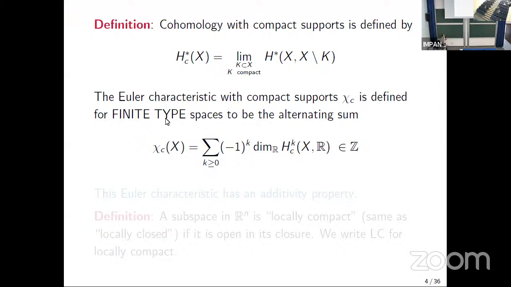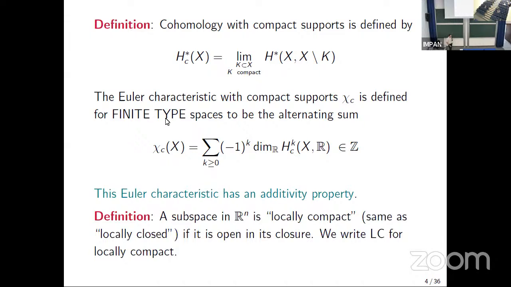So what is that? Homology with compact supports is defined with a framework of compact sets exhausting your space. It's a very beautiful construction, and for finite type spaces, you can take the alternating sum, and that's the Euler characteristic with compact supports. Sometimes it coincides with chi of X, sometimes it doesn't. It does, of course, when spaces are compact. This Euler characteristic is called combinatorial sometimes because it has a beautiful additivity.